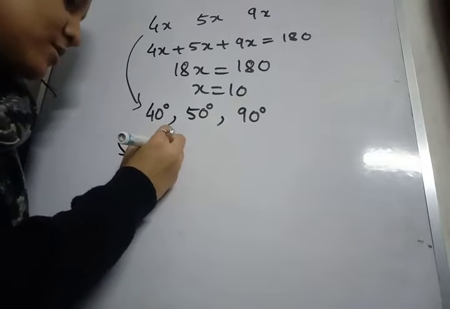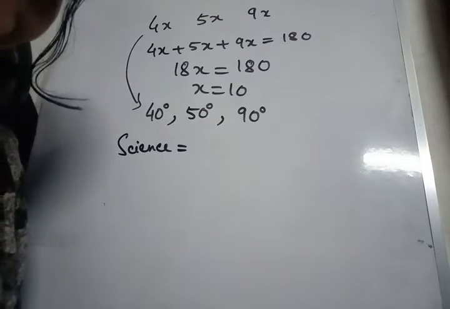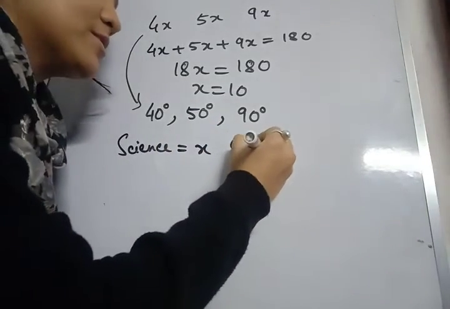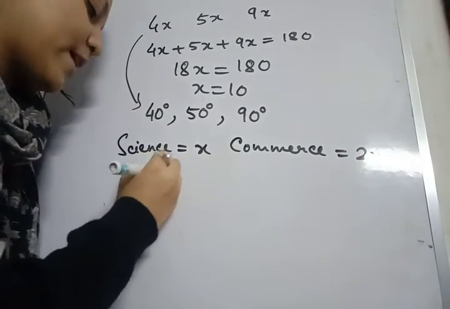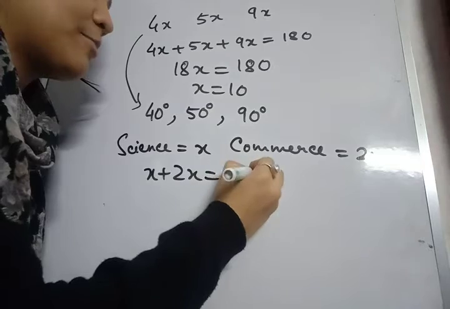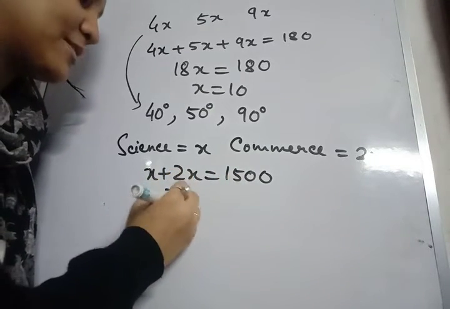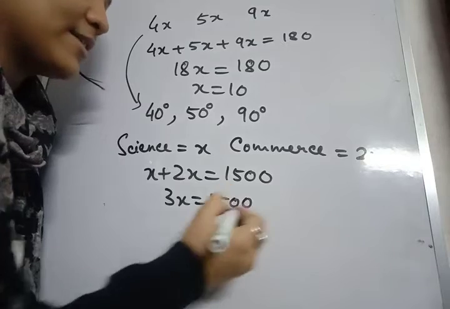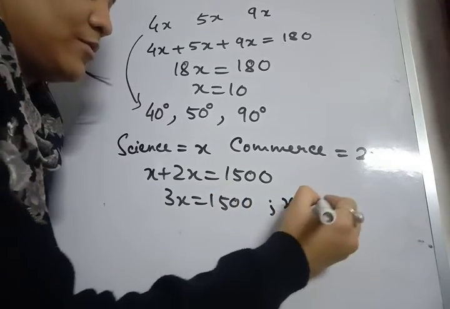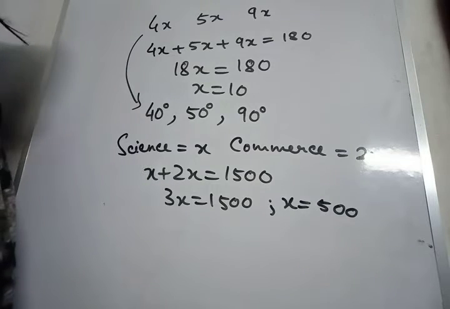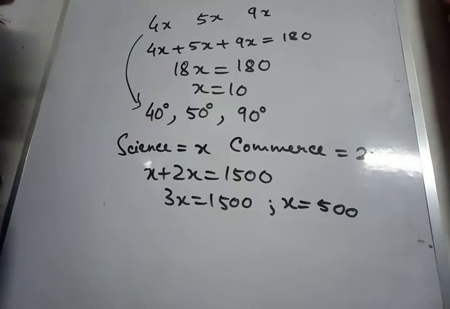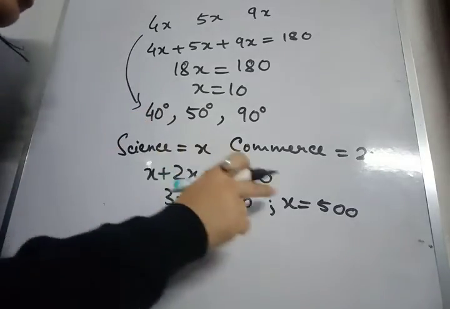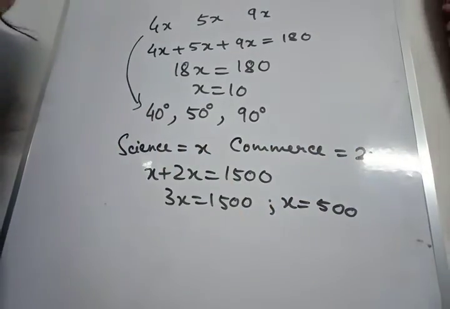Science is how much? Science is taken as x and commerce is 2x, because the ratio is given as 1:2. So x plus 2x is equals to the total number of books that is there in the library. That is 3x equals to 1500, or I can say x equals to 500. So right now I can find out the total number of science books and commerce books in the library. Science was taken as x. So science equals to 500 and commerce is 2 into 500, that is 1000.